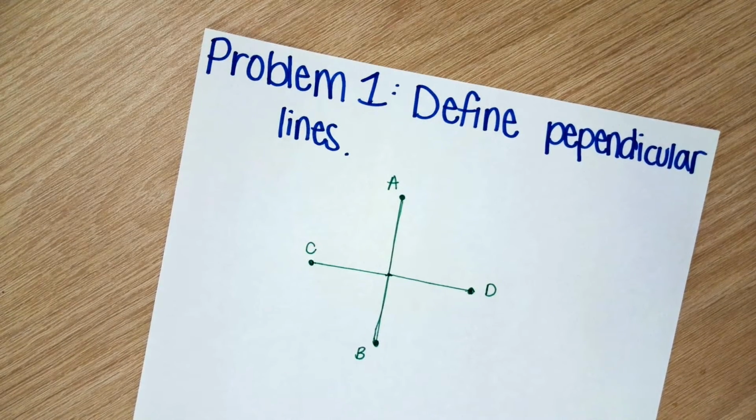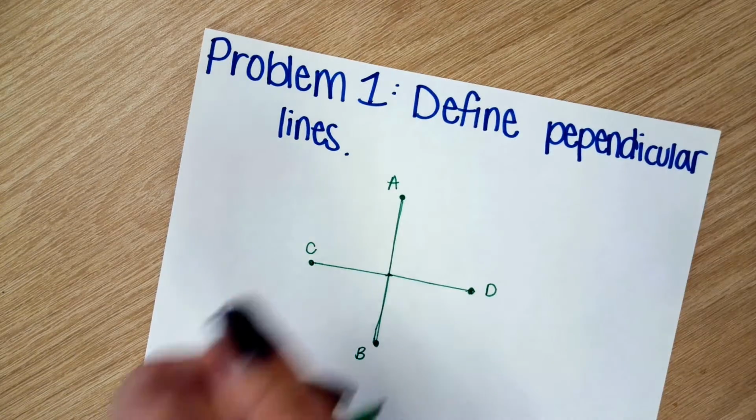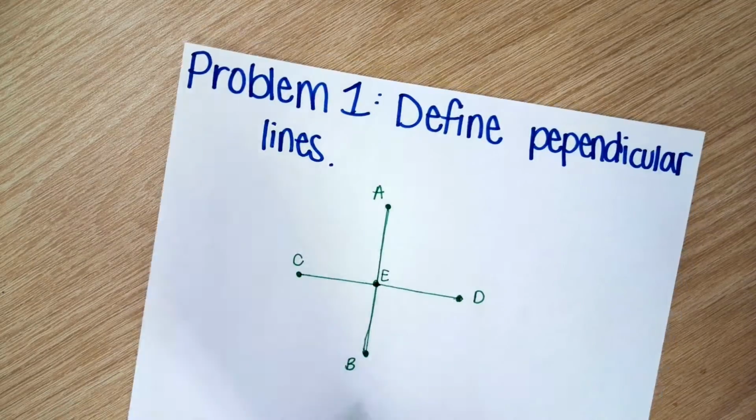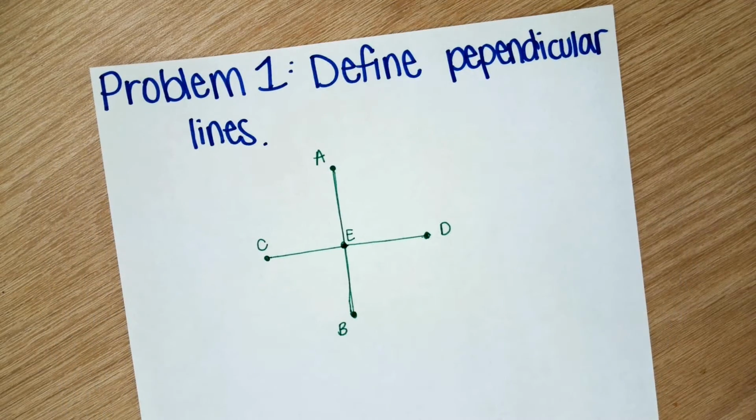But I'm looking at how things are happening here, and I'm noticing that these two line segments cross right here in the middle. So that's actually a point. I'm going to label that point E. If you'd like to, go ahead and try to make this as well.